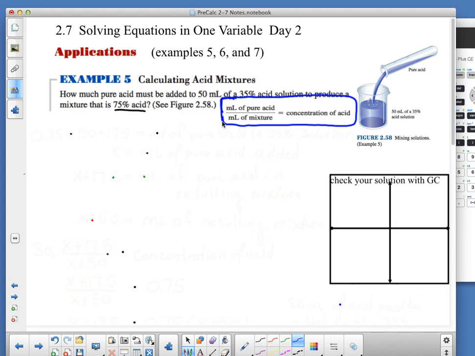Now you may have done this in chemistry, you may not have, and you don't need to. From the first part of this problem through, my focus is to set things up. So I'm going to calculate acid mixtures. How much pure acid must be added to 50 milliliters of 35% acid solution to produce a mixture that is 75%? Now, keep in mind what I just told you.